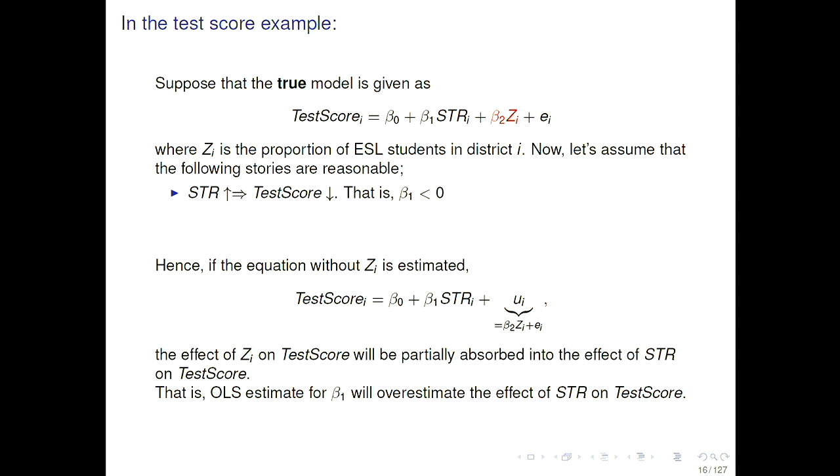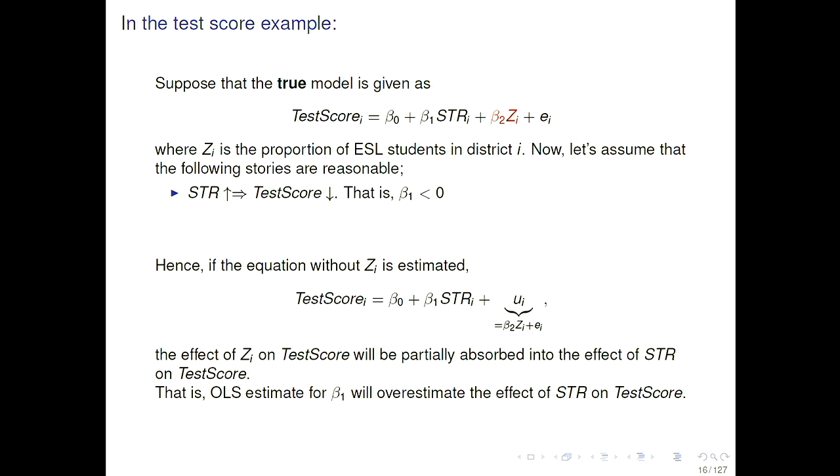So suppose the true model is given in this way. The left-hand side is test score once again, and we have a constant beta 0, and beta 1 times student-teacher ratio, and beta 2, which is an additional term, multiplied by Z. In this case, that is English proficiency, right? But unfortunately, we don't have Z in our regression equation until last week.